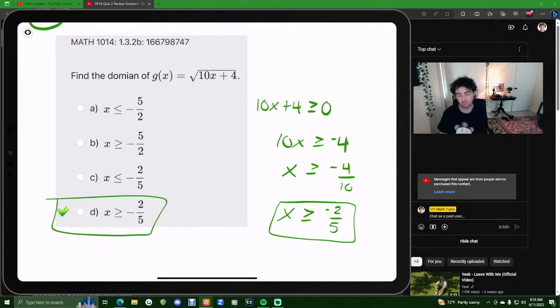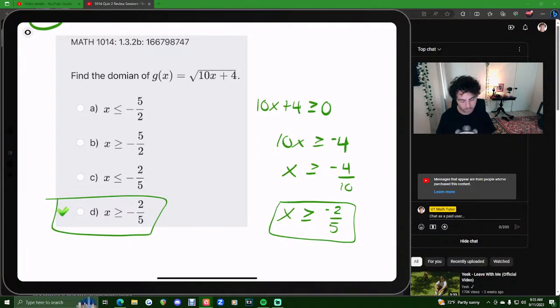Anytime you see a square root, as long as the square root is not in the denominator, you will set everything underneath the square root greater than or equal to 0 in order to find your domain restrictions, or just your domain, I guess. So x values have to be equal to or greater than negative 2/5 in order for there to not be negative values underneath the square root.